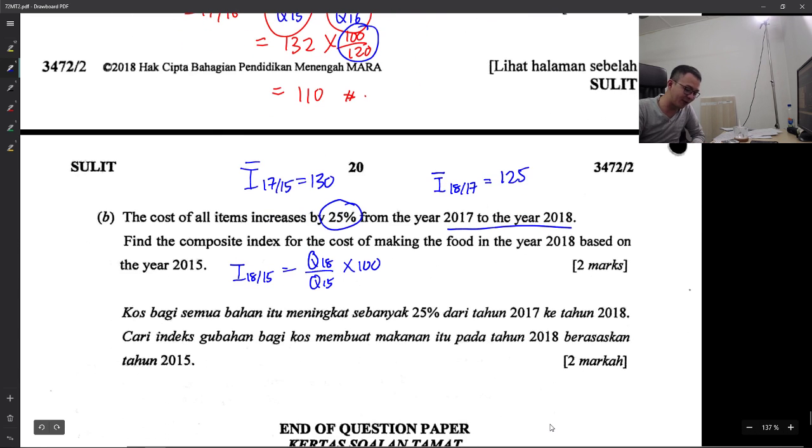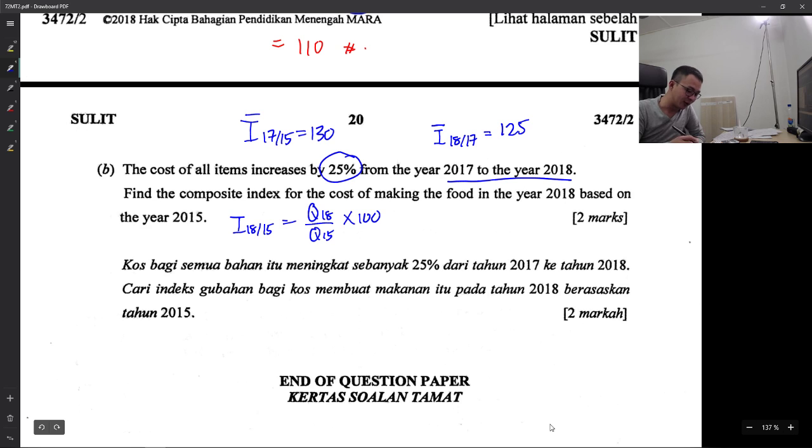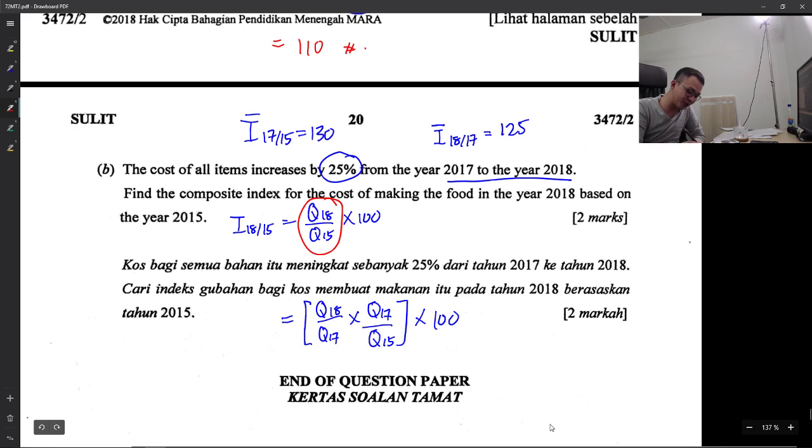So I'm going to substitute both of these into here. What I'm doing here is separating Q18 over Q15 into Q18 over Q17, multiplied by Q17 over Q15, multiplied by 100. If you're smart enough, you should know this is the formula for the index number. So the whole thing equals 130.